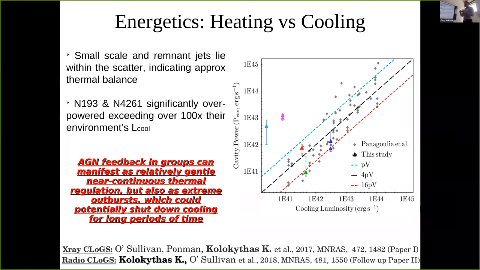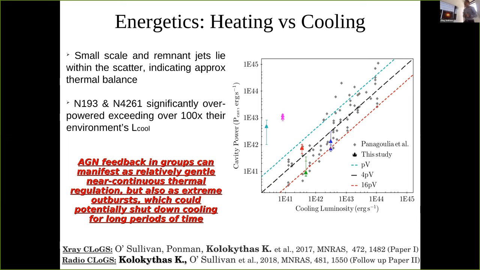On the other hand, these two big jet systems, NGC 193 and 4261, are significantly overpowered, exceeding their environment's cooling luminosity by over 100 times. So these are actually overcooking their systems. AGN feedback in galaxy groups can manifest as relatively gentle, near continuous thermal regulation, but also as extreme outbursts, which could potentially shut down cooling for longer periods of time.